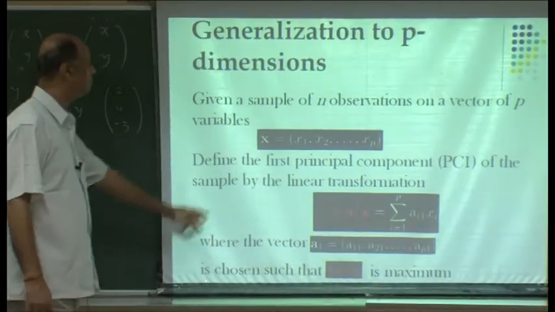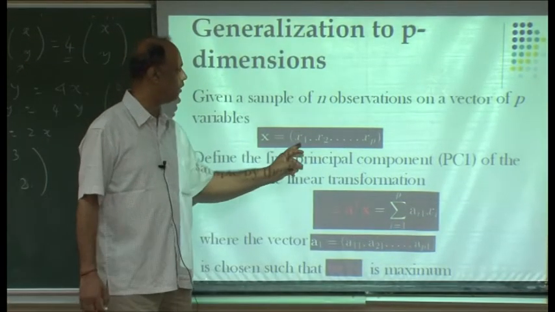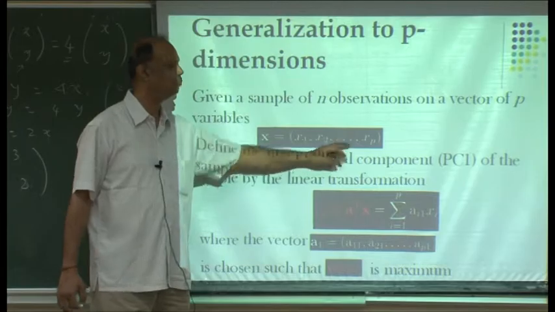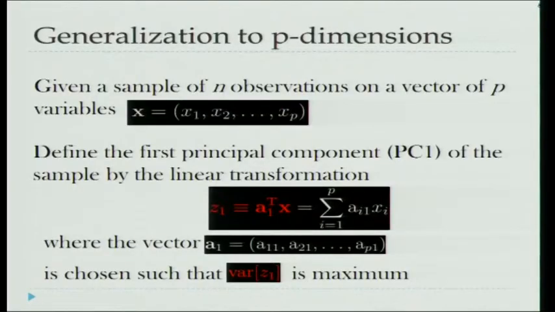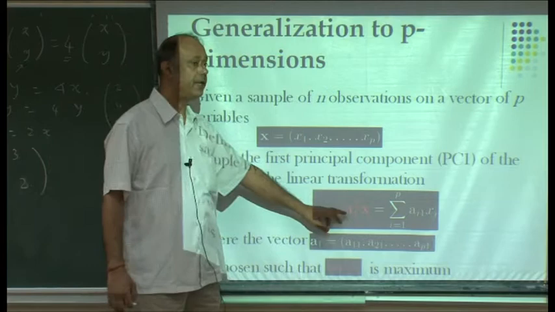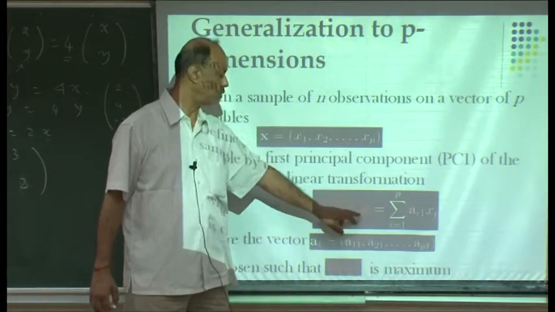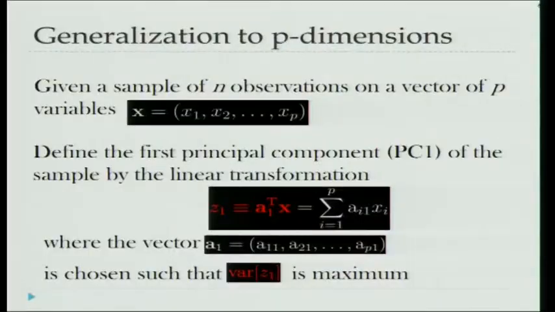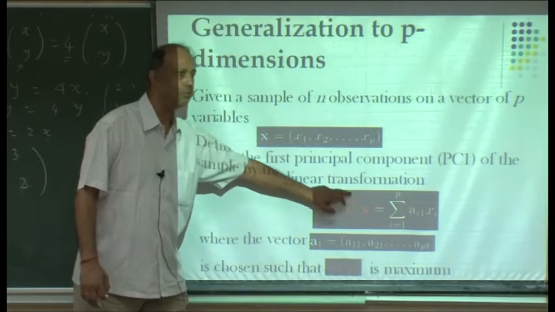Suppose you have n observations, x1, x2, in p dimensions. This is a vector. Right? So the first principal component is defined by Z1 equals A1 transpose x, which is nothing but the summation over i from 1 to p of x1i times a_i. Now, what is not known? This you have to find out.